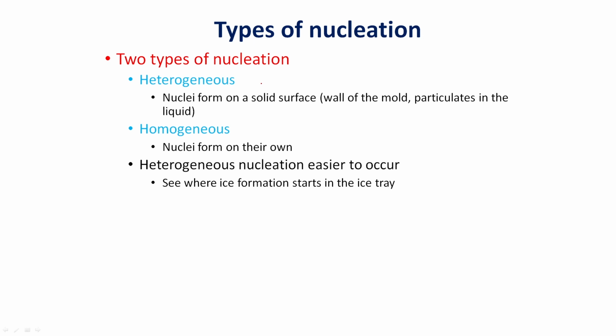So, therefore, that is called heterogeneous. That means they are not the same everywhere. Compared to that, homogeneous nucleation means nuclei can form anywhere on their own. Now, heterogeneous nucleation is easier to occur. That is why we find them more.